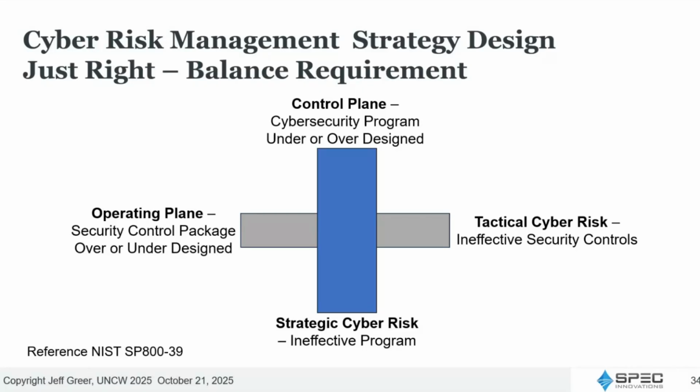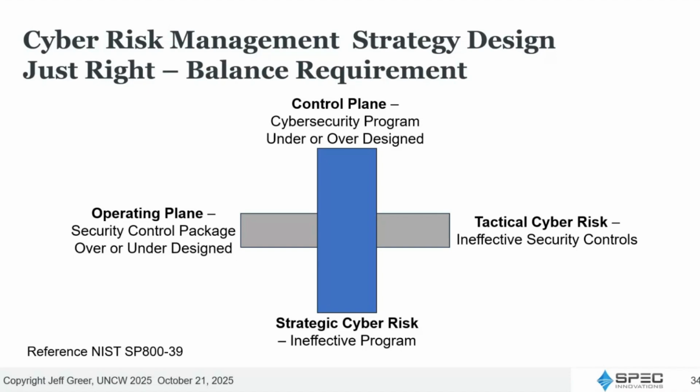And then horizontally, you have the operating plane, and that's where you deploy your security control package. When you think about the operating plane, that's where your tactical cyber risk is resident. And your tactical cyber risk occurs when your security controls are insufficient or ineffective, right? So maybe you experienced a cyber attack that you didn't anticipate. It's all about adaptive learning. Do you want to make an adjustment, or do you just want to live with the impact?